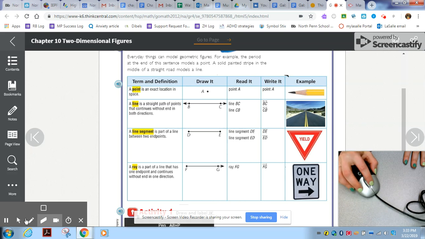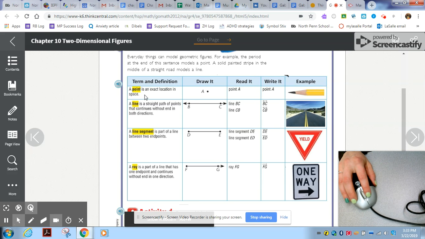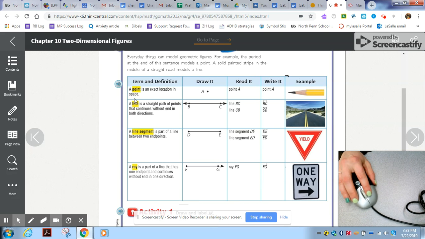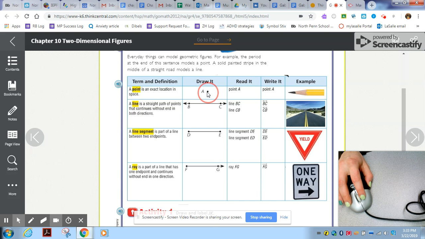Okie dokie. So the first one is a point, an exact location in space. And they're not talking about space where there's rocket ships and satellites. They're just talking about space as being any space. Your paper, your whiteboard, whatever you're doing in art class. A point is just a dot. That's all it is. We read it as point A because it's labeled with this A, and we write it point A.